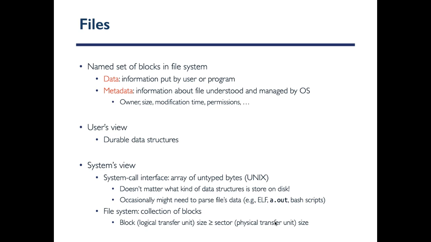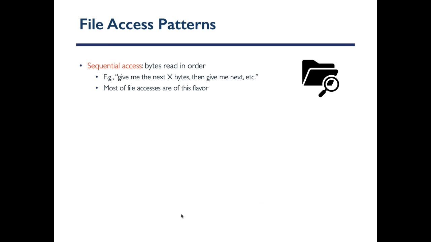512 bytes, and a block size is more than that. Sometimes, as I said, it's like 4 kilobytes. So from the file system's point of view, I'm just looking at a bunch of blocks, which usually are kilobytes in size. Now, what are the file access patterns that we usually see?